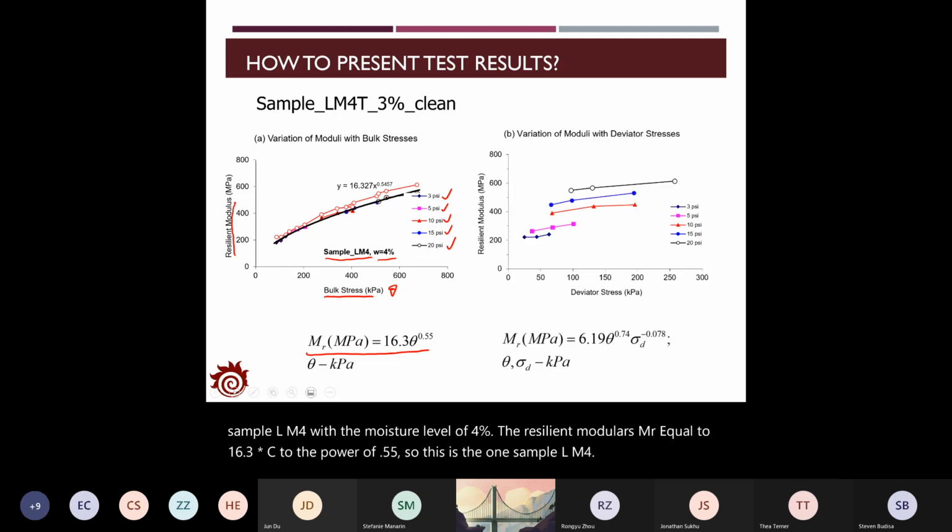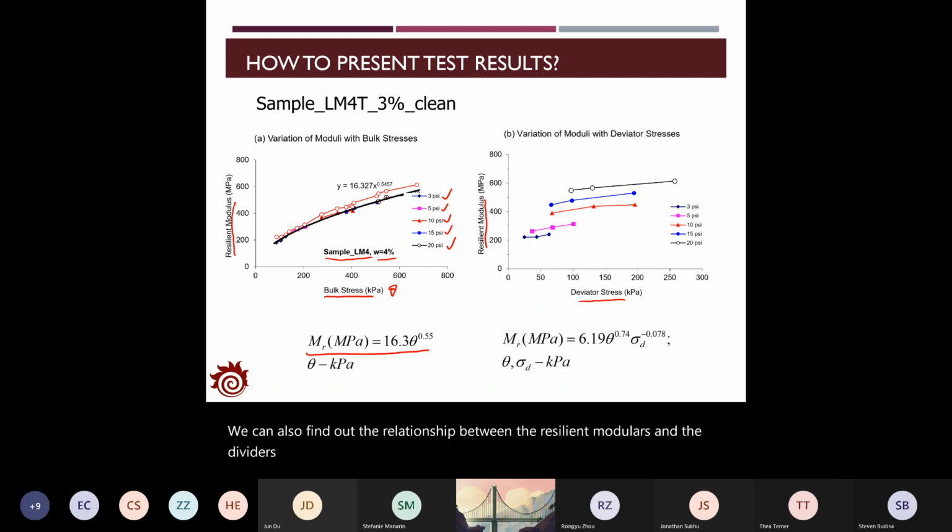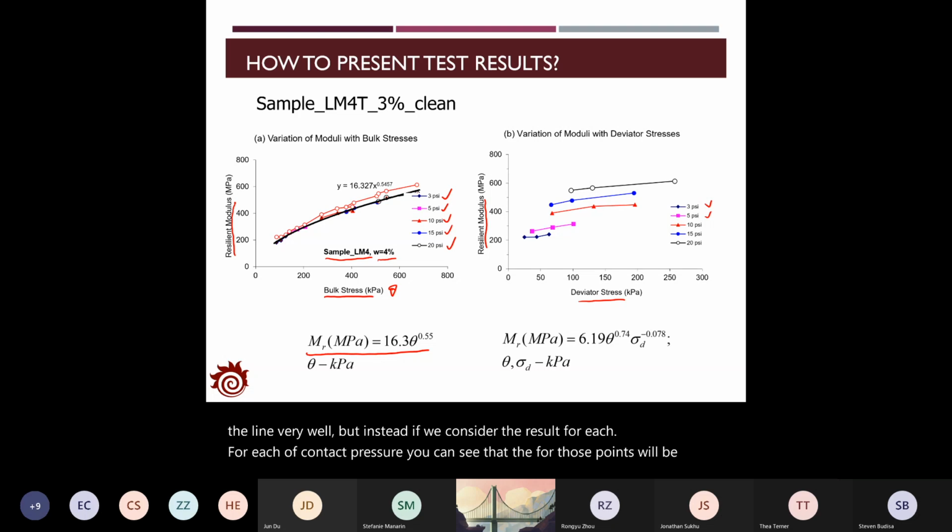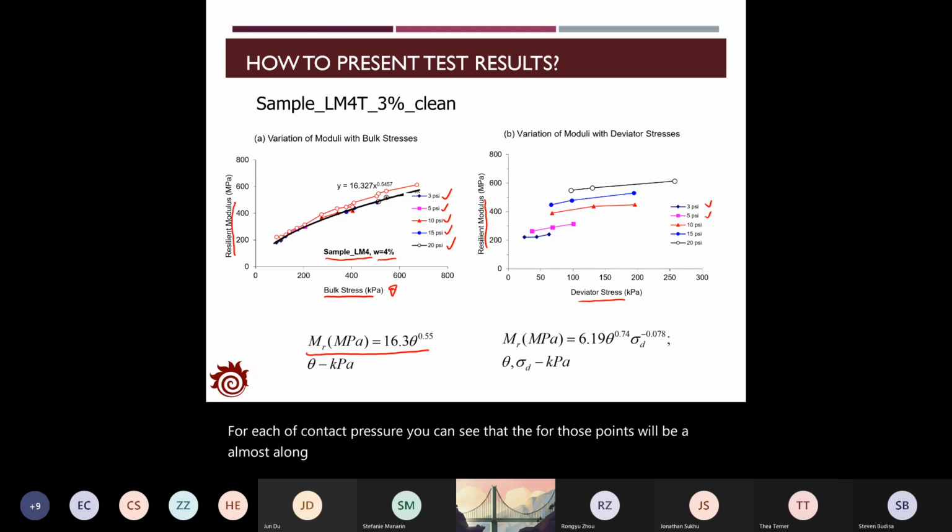We can also find out the relationship between the resilient modulus and the deviator stress. If you draw the figure of the resilient modulus with respect to the deviator stress, you can find that they do not fit a line very well. But instead, if we consider the result for each contact pressure, you can see that those points will be almost along a line or along a curve.